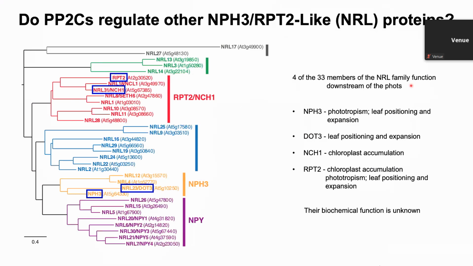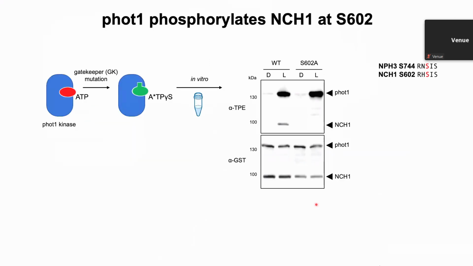I've told you about MPH3. There's the closest homologue of MPH3, DOT3, in Arabidopsis. We know from our work, I can't show you this today, that it overlaps in function with MPH3 to regulate leaf positioning and expansion. NCH1 is one of these family members that regulates chloroplast accumulation movement, and RPT2 seems to be involved in all of these processes. But I will highlight that the biochemical function of these proteins, we still don't know what they're doing.